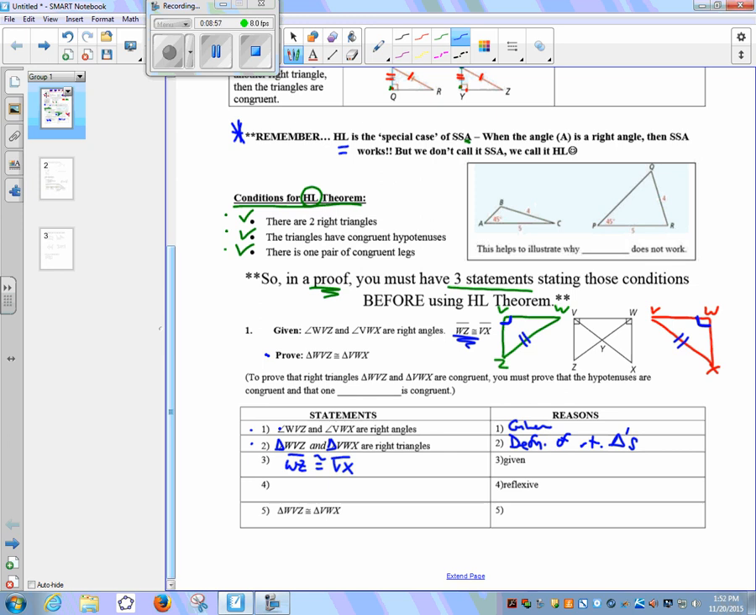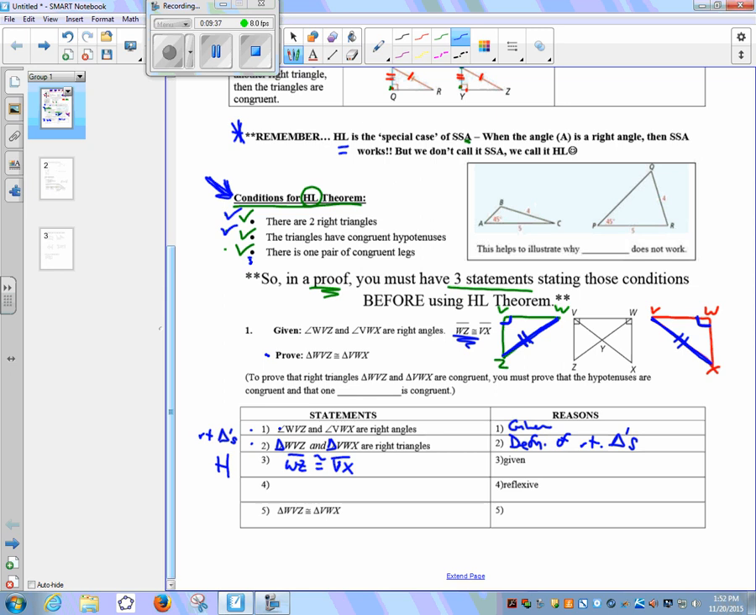Notice the hypotenuse is across from the right angle. So this side here is not touching the right angle. That makes it the hypotenuse. And this side as well. So those are the two hypotenuses congruent to each other. So we have that the H's are congruent. We also have that the triangles are right. So when we look at this criteria that I was talking about before, conditions, there are two right triangles. The triangles have congruent hypotenuses. So there's just one more piece that we have to prove. We have to get that two legs are congruent.